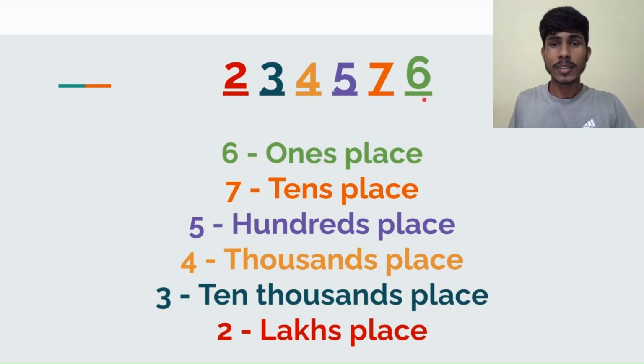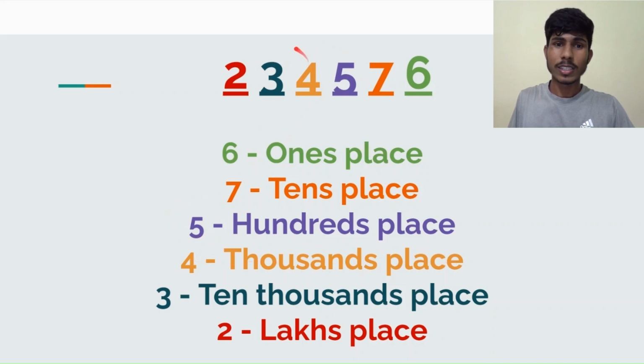Okay, and suppose you have this very large number, that is 2,34,576. Then the rightmost digit here is 6. So the 6 is said to be in ones place. And the next digit towards left is 7. So the 7 is said to be in tens place. And the next digit towards left is 5. So the 5 is said to be in hundreds place. And the next digit towards left is 4. The 4 is said to be in thousands place.